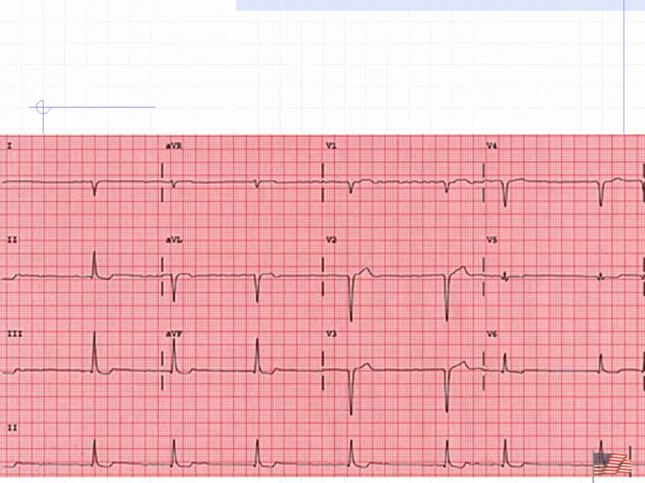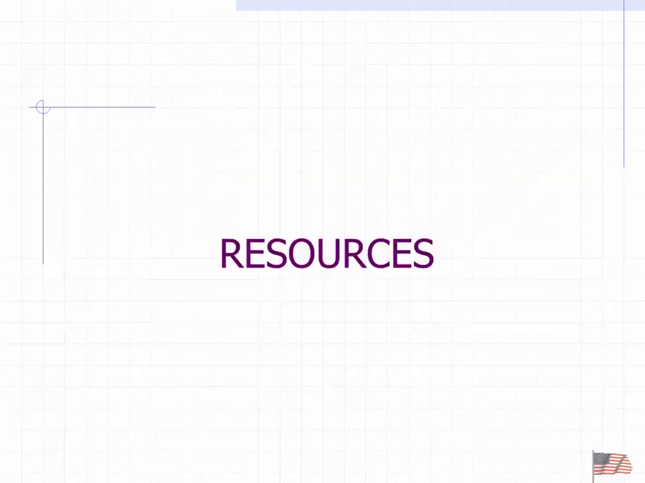Lead 1 is down. Okay? AVF is up. So it's going this way. Right. No, well, this way, left. Left to right. And what about up and down? Down. It's going down. So what's going this way and down would be right axis deviation. Okay.